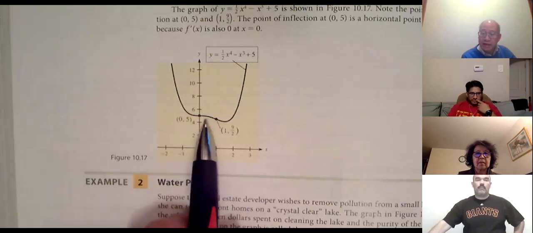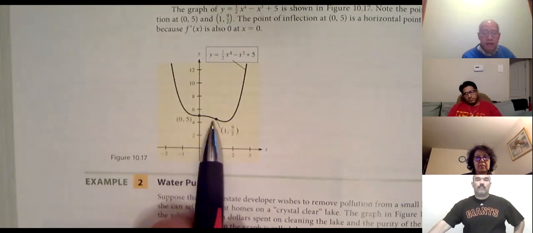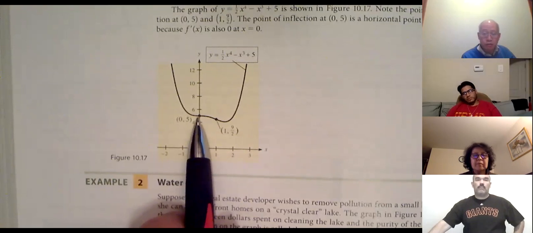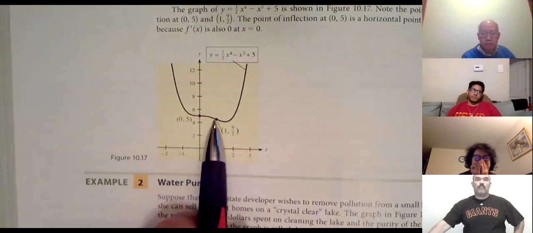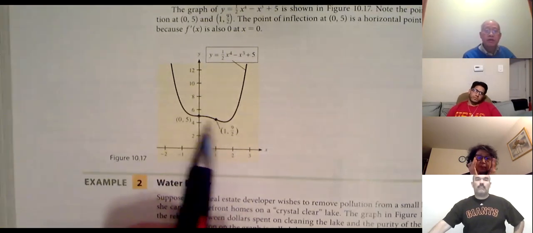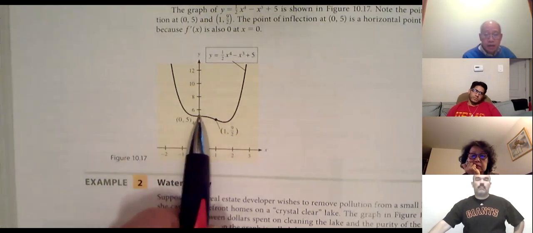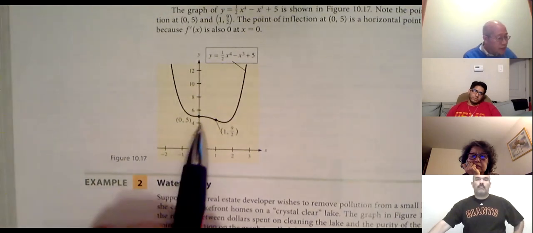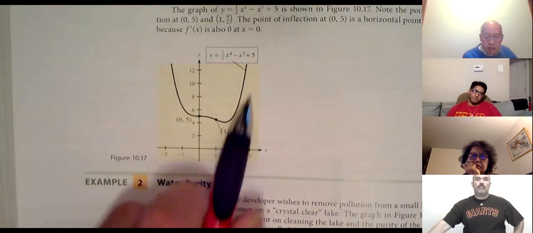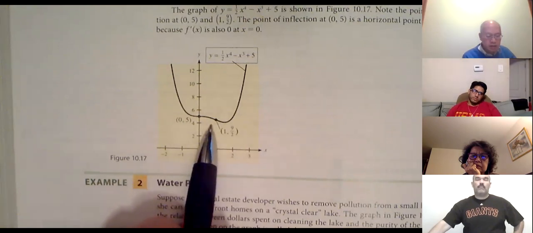Notice they're different than maximum and minimum points. They have nothing to do with maximum minimum. That doesn't look like a maximum or minimum. That doesn't look like a maximum or minimum. It's where the graph switches. From here it's concave up, concave down. So by definition, this is an inflection point. And concave down, concave up. So this is also an inflection point.